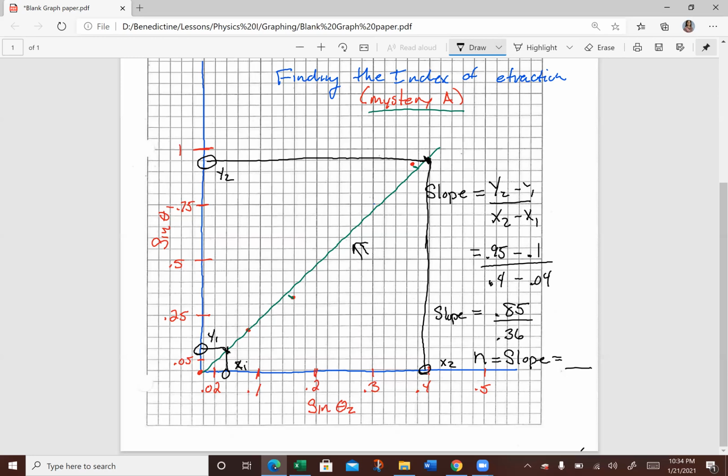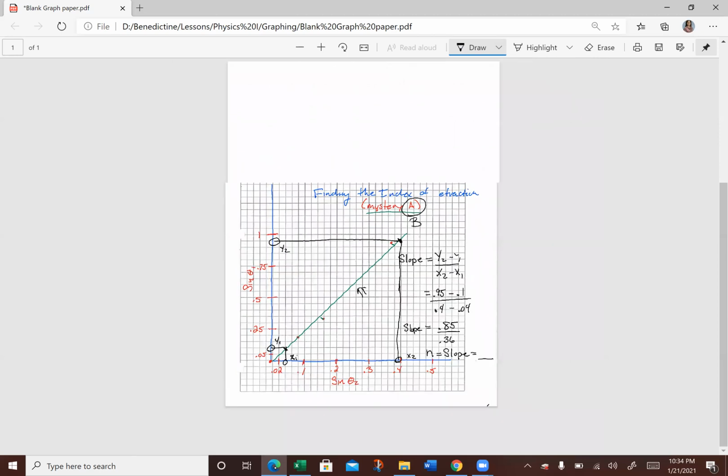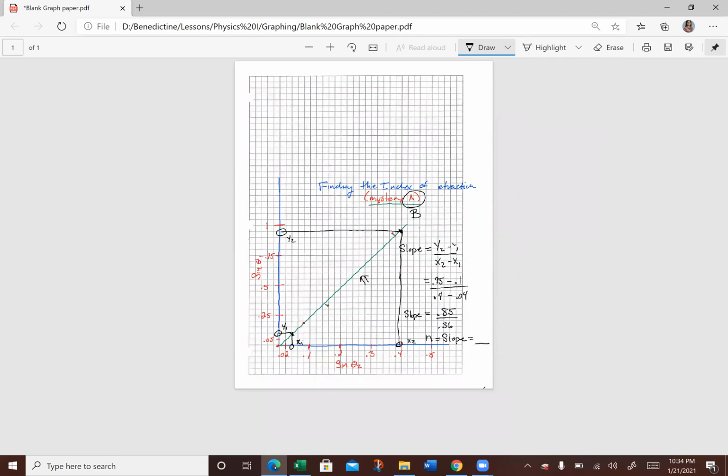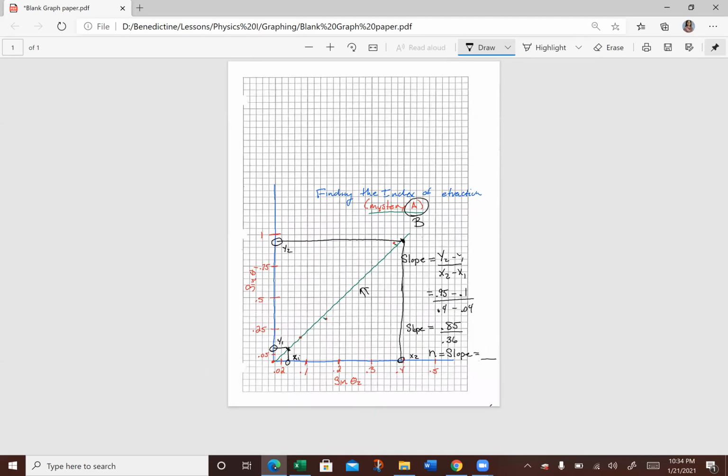So I want you to repeat the same process for mystery material B. And at the end of class, hopefully you're done with that. You're going to turn in your data table and both graphs. Now you might have enough room to fit 2 graphs on one piece of graph paper. I'm fine with that. If you want to put one graph up here and another one down at the bottom, that can work.